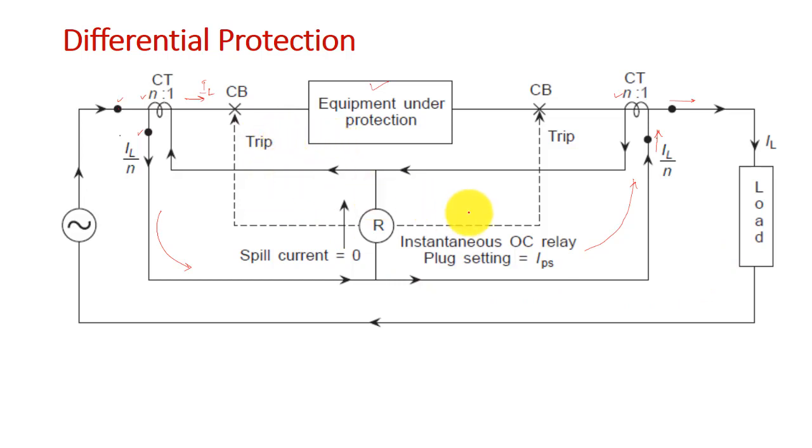So, when will it operate? When there is a fault inside the equipment, or we call it an internal fault. Even for an external fault, suppose the fault happens here, what will happen? The current remains the same in both CT secondaries. Therefore, the spill current again will be 0, the relay will not trip and the circuit breaker will also not operate.